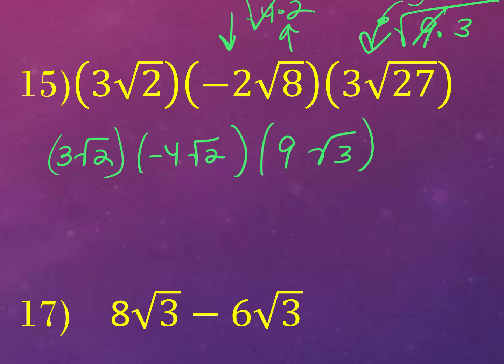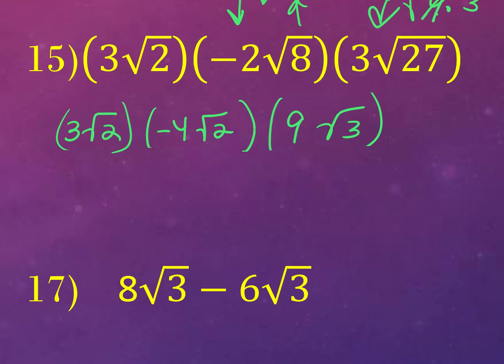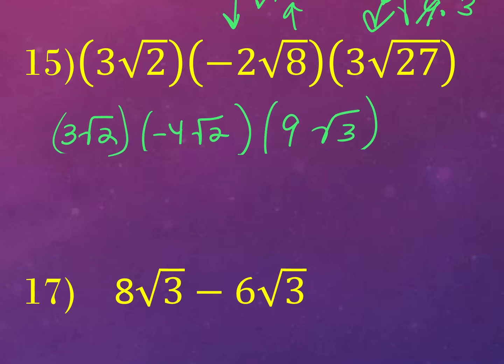Some of you might want to multiply all the coefficients together, the whole numbers out in front, and then simplify radicals, whatever. I'm going to just go about it that way. Say it again? Is that the answer? No, I can still, we're just multiplying.